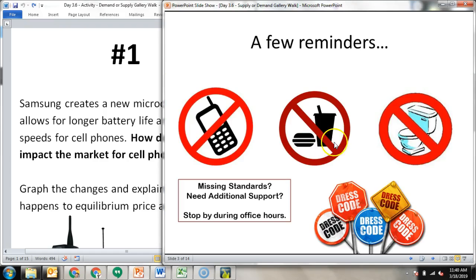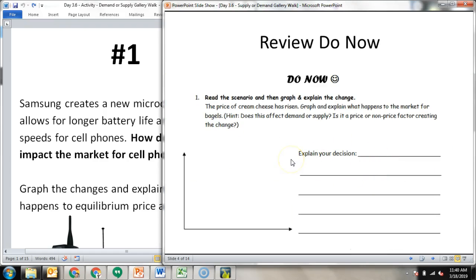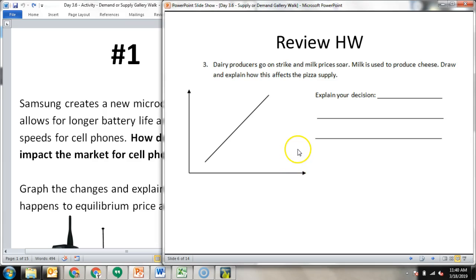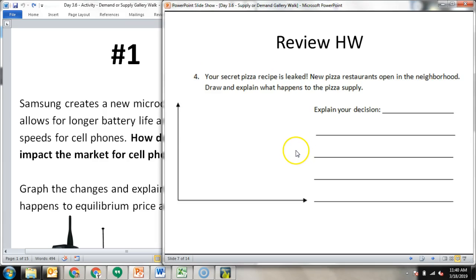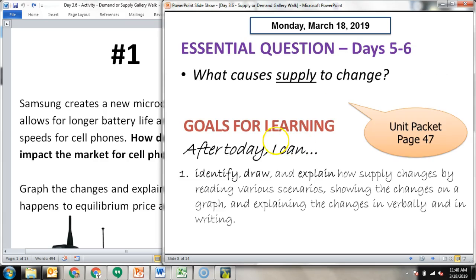We went over several of the do now and homework problems. You can refer to a classmate for those answers. I'm going to go over the problems that we did today in class.